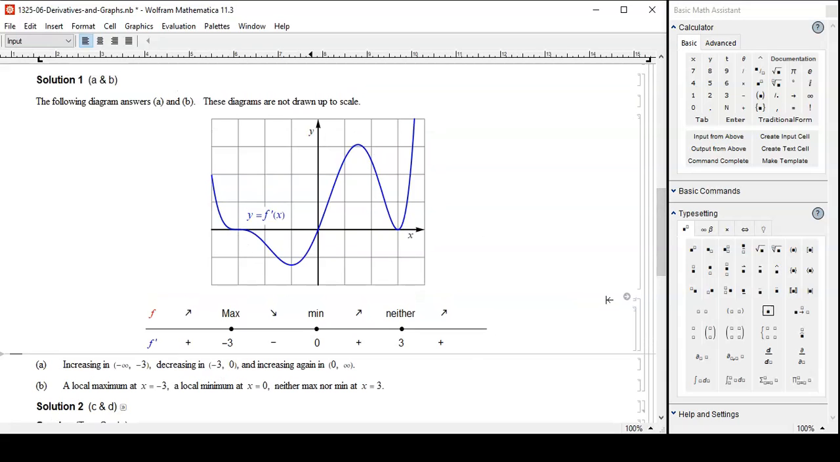So the given function here is a derivative function. The blue function is a derivative function. The derivative function is positive in this interval and negative in this interval between -3 and 0, and positive again in this interval from 0 to 3, and positive again here, greater than 3. So we have plus, minus, plus, plus. And thus, the original function is increasing, decreasing, increasing, increasing.